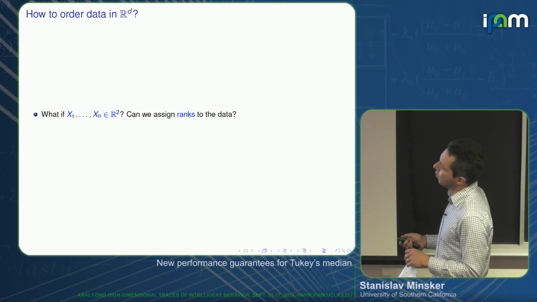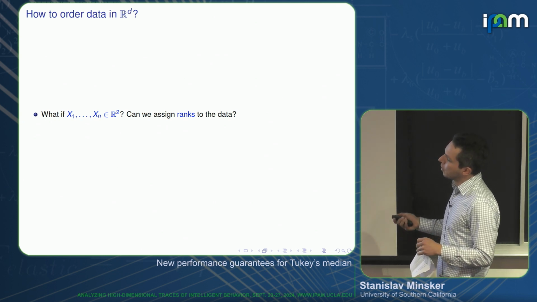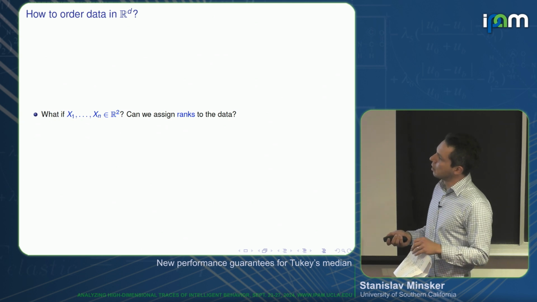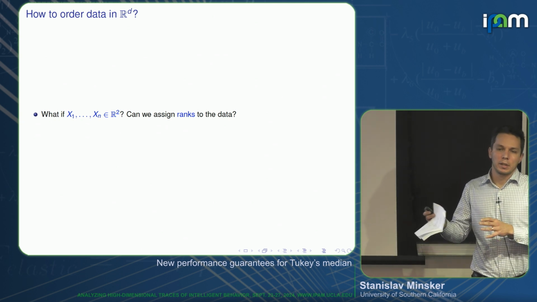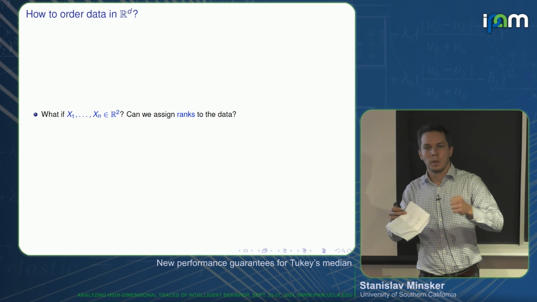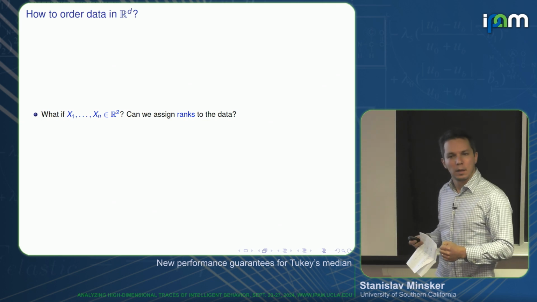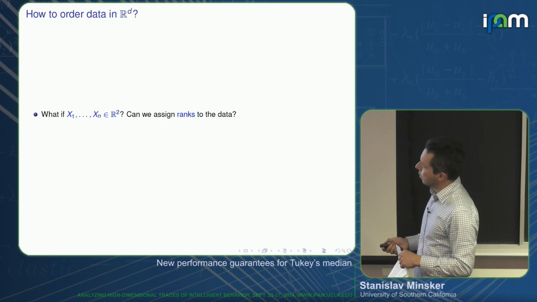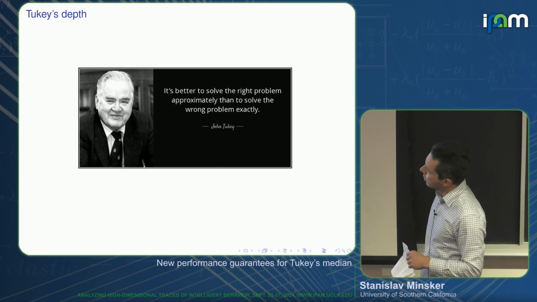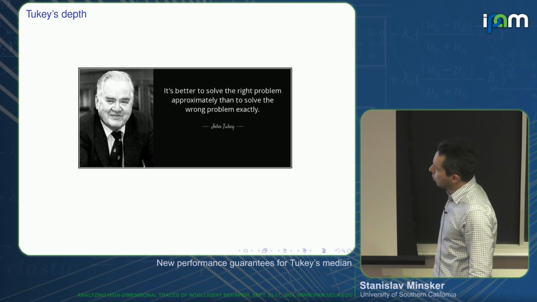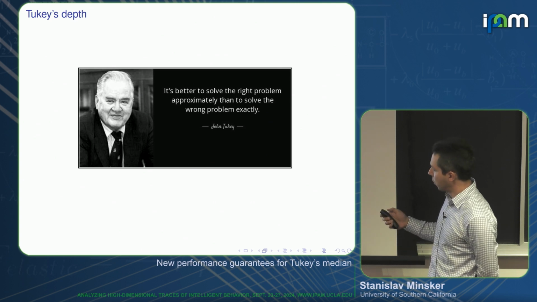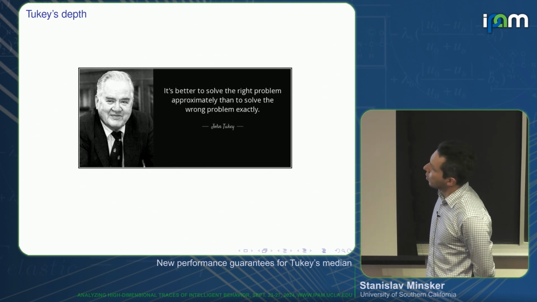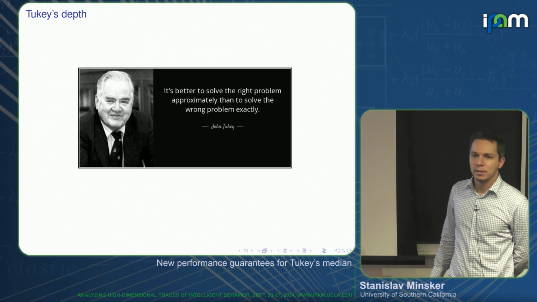So we should find some natural way that we can assign ranks while allowing the data to be maybe moved, rotated, while these ranks are preserved. And this is where the name John Tukey appears. You might have heard about Tukey in relation to many problems.